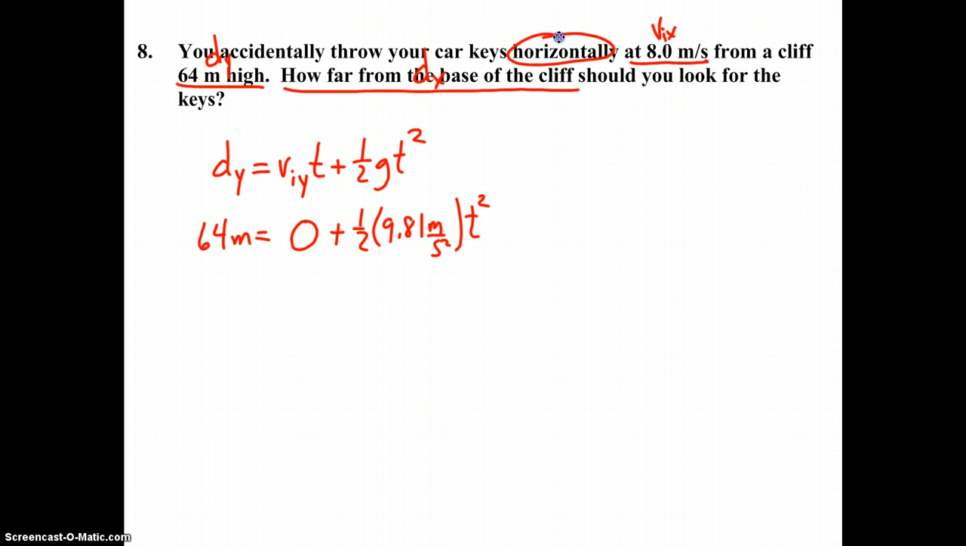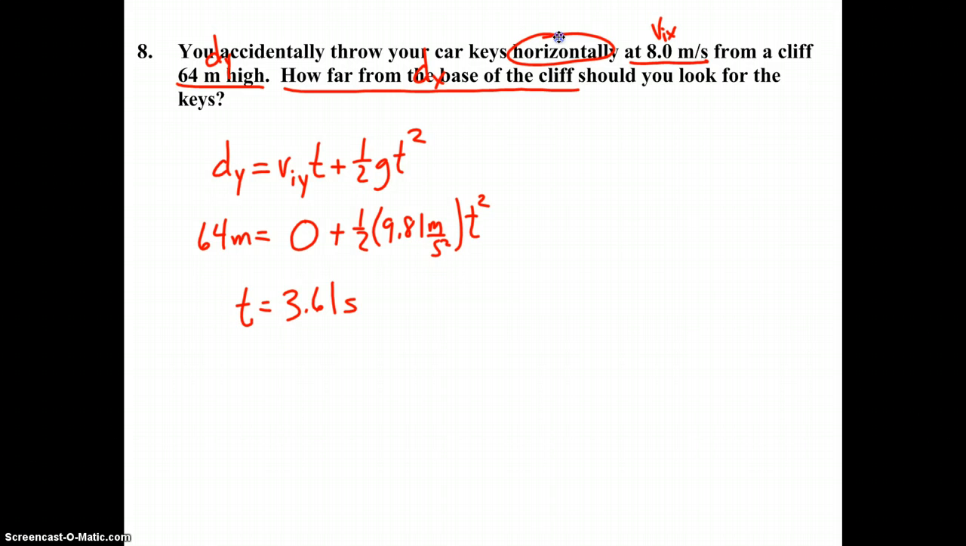We do not have conflicting directions here. Our 64 meters is down, and acceleration due to gravity is down, so we don't have to worry about sign. We solve for t. If you need a moment to calculate, pause the video while you do so. Don't forget to take the square root in order to find t. And when we do that, we get a time of 3.61 seconds.